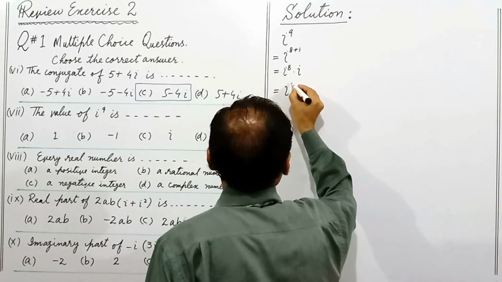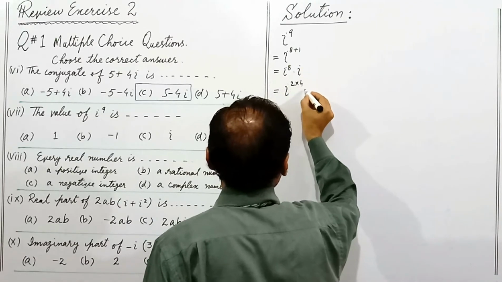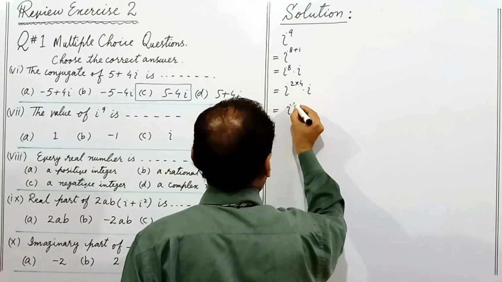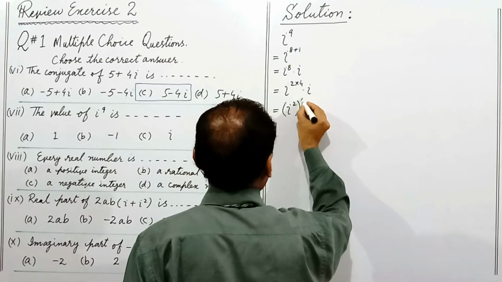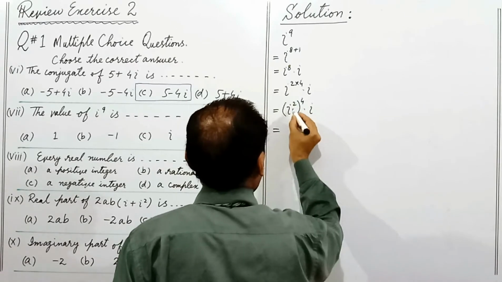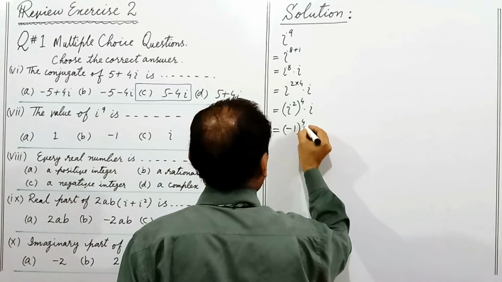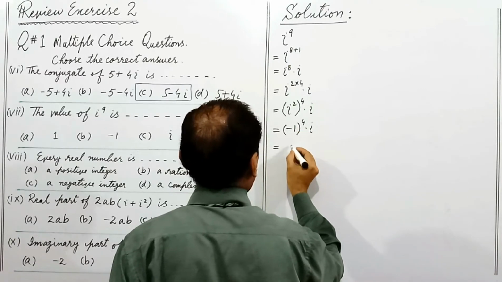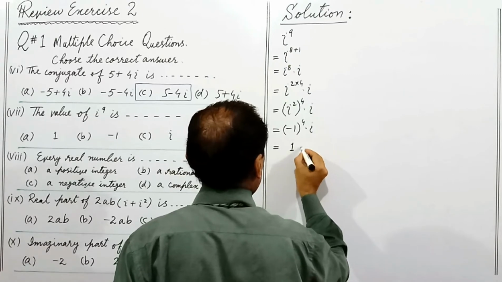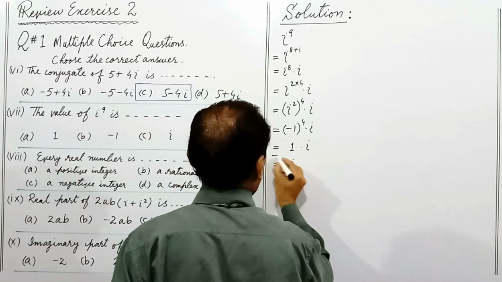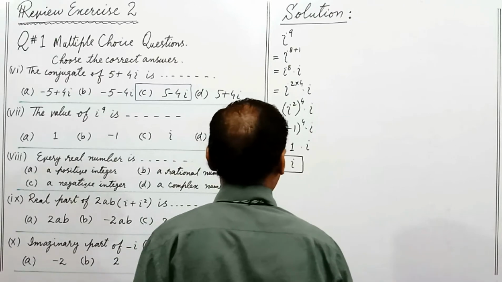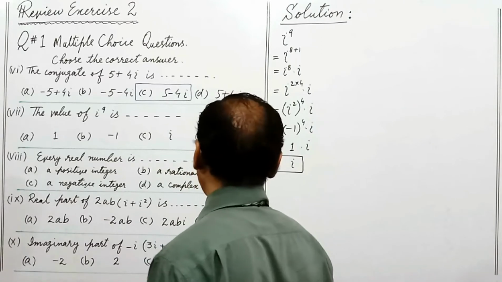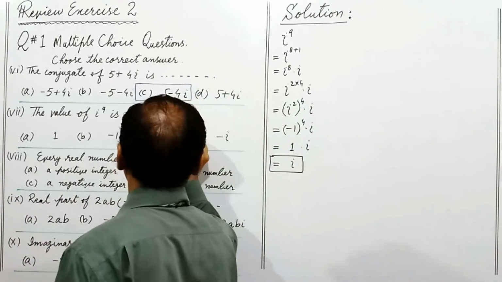We can write the power 8 as 2 multiplied by 4, and we apply the law of power, iota square whole power 4. We put the value of iota square, that is minus 1. A negative number having an even power becomes positive, so that becomes plus 1, and hence we have the value iota. Hence the right option for part 7 is C.